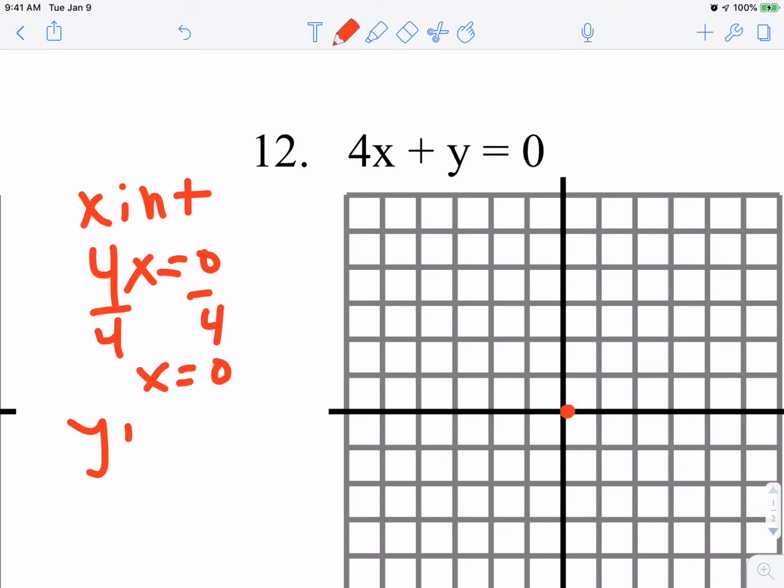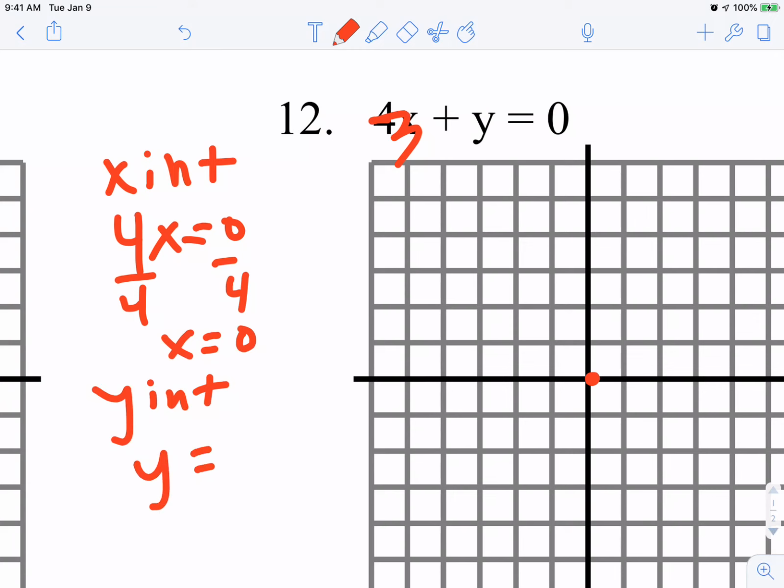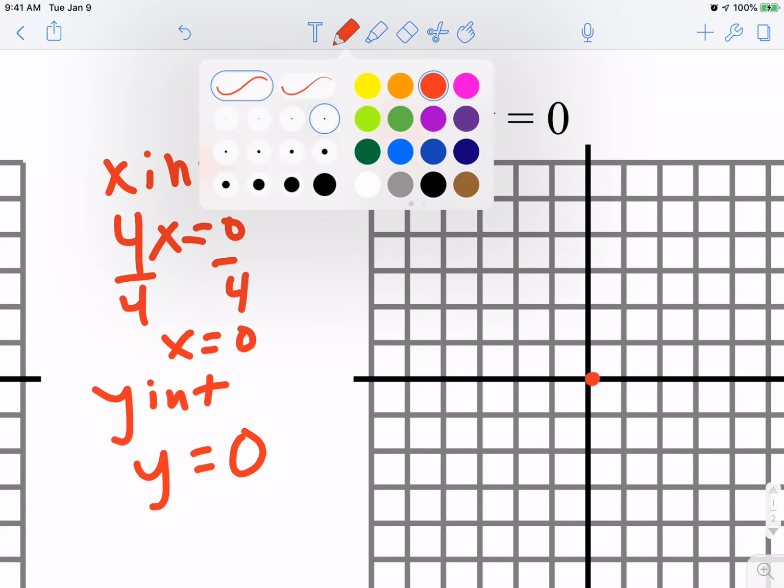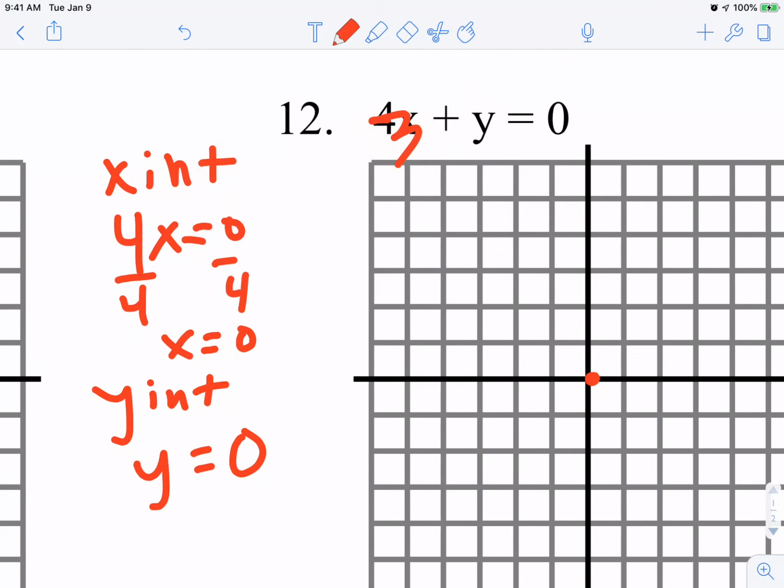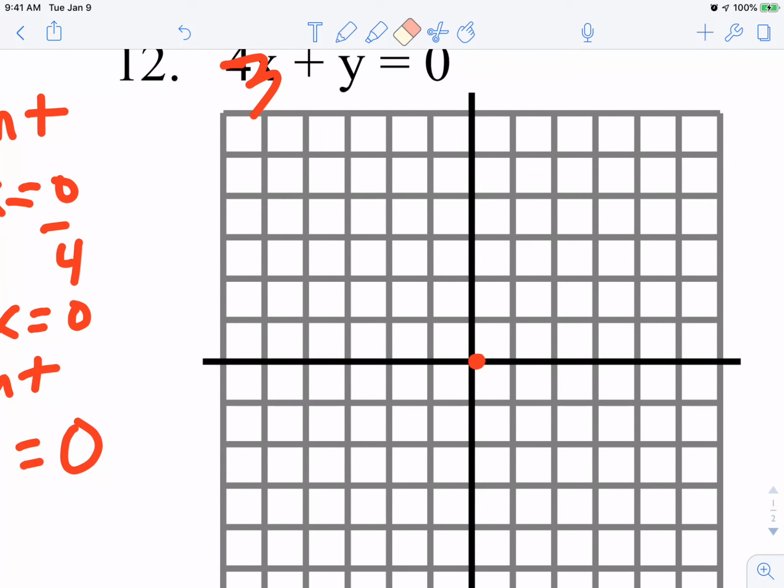Now y-intercept. So you don't need that anymore. So y is equal to 0. So in this case, you see that your x and y-intercept are the same thing. They're both in the middle. So in this case, you try the x and y-intercept, it doesn't work.